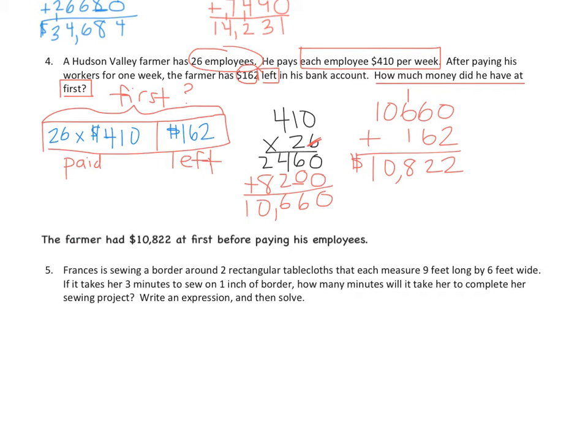All right, so there's your sentence right there. The farmer had $10,822 at first before paying his employees.